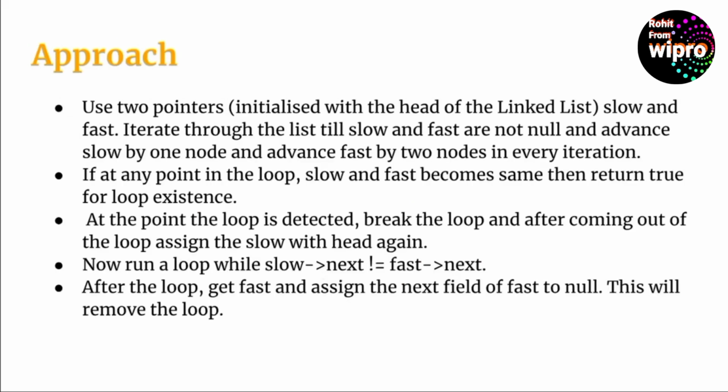For finding the loop in a linked list, we are going to use Floyd's cycle finding algorithm. For that, we will be using two pointers initialized with the head of the linked list. Let's name them slow and fast. We will iterate the list till slow and fast are not null, and in each iteration we will advance the slow pointer by one node and the fast pointer by two nodes. If at any point we find that slow and fast become the same, then we realize a loop exists, and we return true for loop detection.